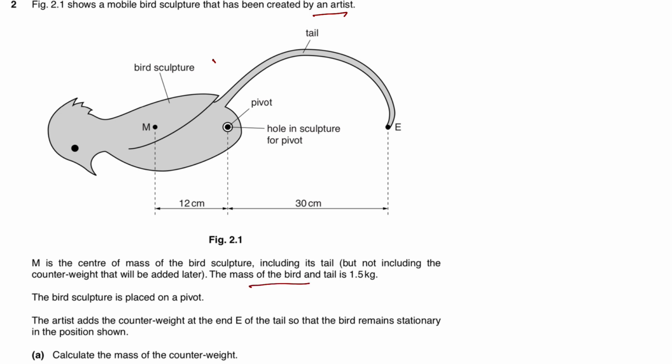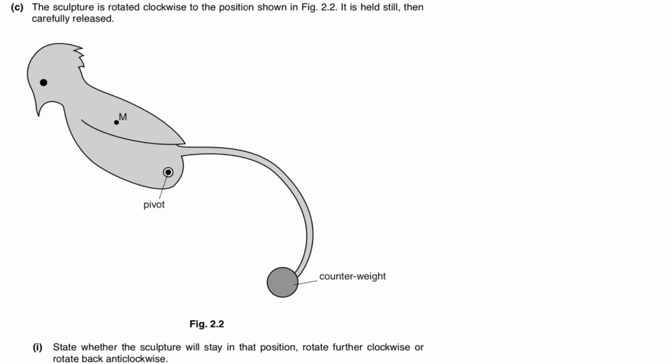The mass of the bird and tail is 1.5 kg. So the whole mass of this bird is 1.5 kg. The sculpture is placed on the pivot. So this is the pivot where it has been placed. When the counterweight is added, it will come into an equilibrium position. The artist adds a counterweight at the end E of the tail so that the bird remains stationary in the position shown. So later on he will add the counterweight like this.